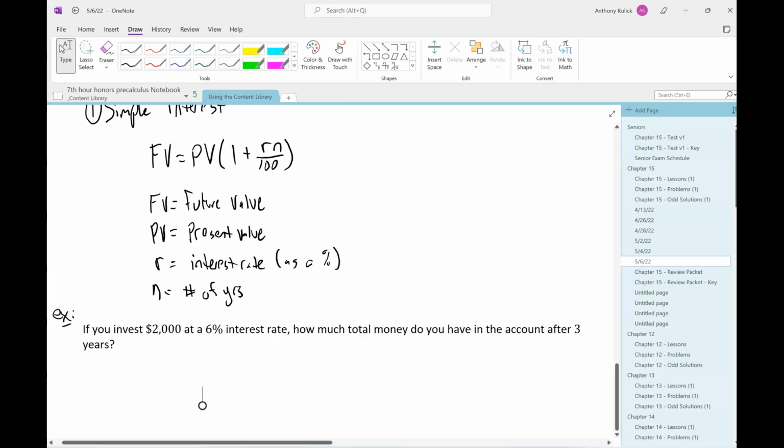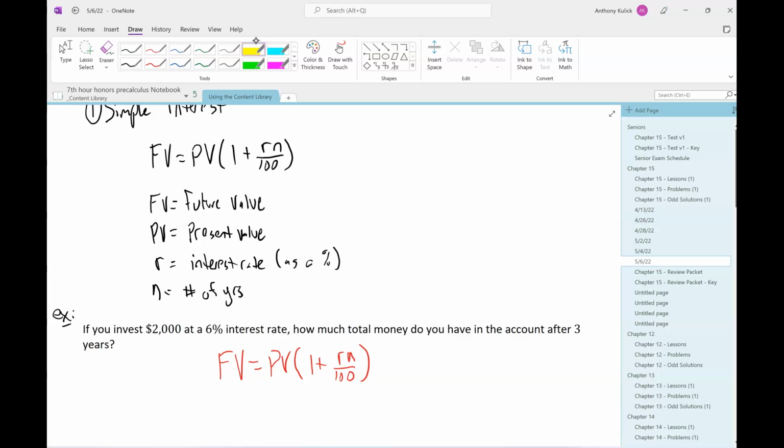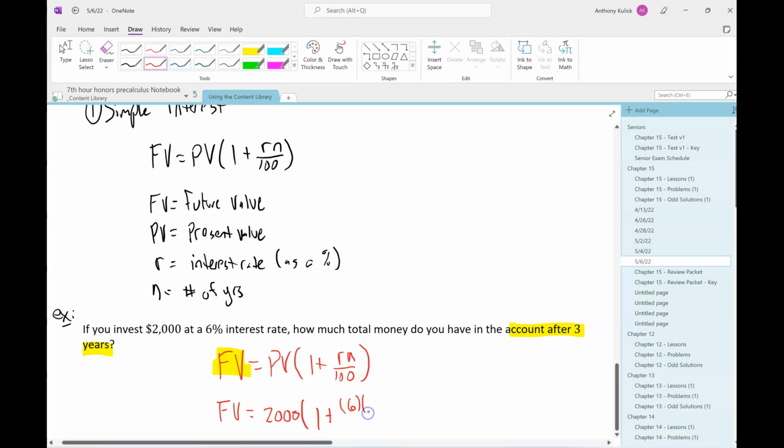So let's look at an example here right quick. You invest $2,000 at a 6% interest rate. How much money do you have in the account after 3 years? Well, start with that. Which one of these parameters am I solving for in this question? Yeah, so you're talking about how much money is in the account in the future. So we're looking for the future value. Cool. All right, so what goes in for PV? The 2,000. Great. And how about for R? 6. And for N? 3. So you type that all into your calculator, you get $2,360.